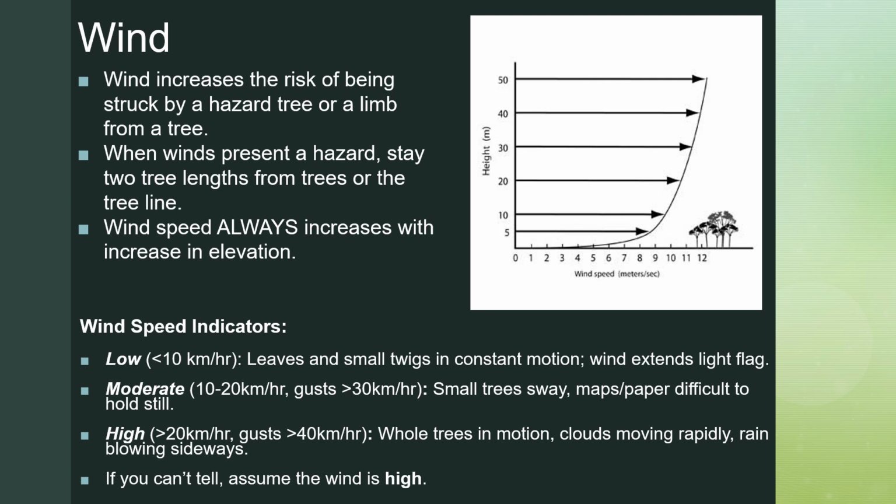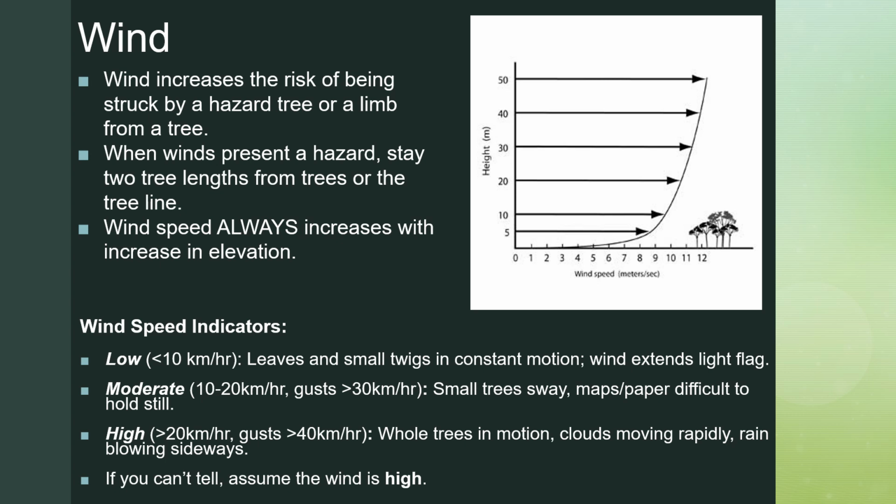Wind speed indicators. Low is less than 10 kilometers an hour: leaves and small twigs in constant motion, wind extends light flag. Moderate, which is 10 to 20 kilometers an hour, gusts are 30 kilometers an hour or more: small trees sway, map paper difficult to hold still.